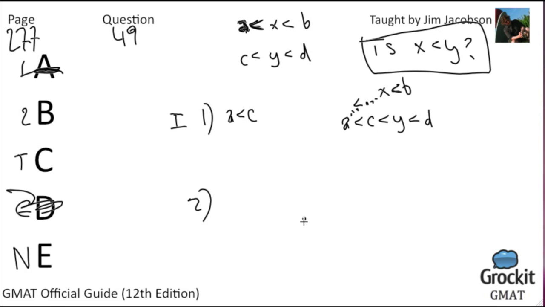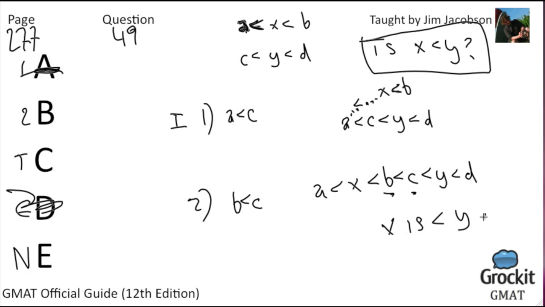Let's take a look at statement 2. We get B is less than C. So that gives us a very clear relationship. So we know that B is less than C, which is less than Y, which is less than D. And we also know that B is greater than X and greater than A. So here we have an absolutely clear progression. Not only is X less than Y, there are two numbers between X and Y, namely B and C. So X is less than Y. We have figured it out. So statement 2 is sufficient. We can circle B and cross off C and E.